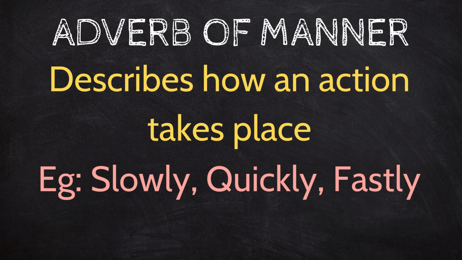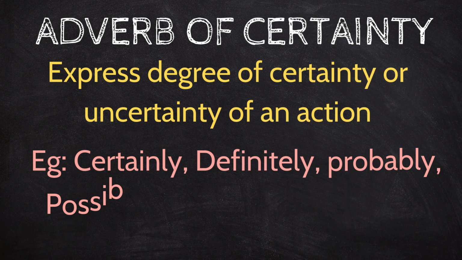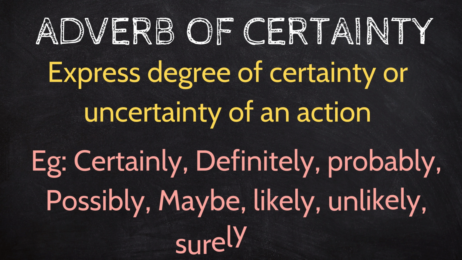Next we have adverb of manner. It describes how an action is taking place, how an action takes place or how an action is done. Example: quickly, fast, slowly. She runs slowly. How does she run? She runs slowly. In what manner does she run? She runs slowly. Adverb of certainty. They express the degree of certainty or uncertainty of an action. Example: definitely, probably, unlikely, likely, surely, possibly, etc.